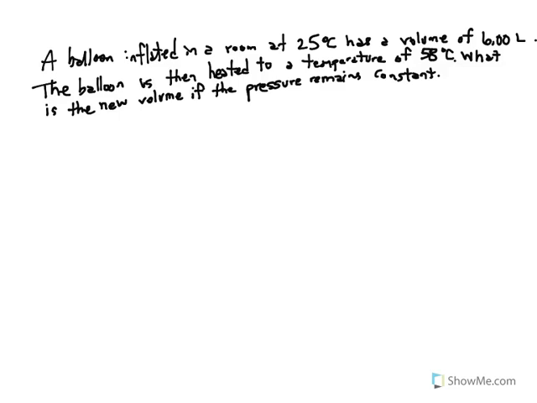Well, go through the problem and find the important information. So we have a balloon and we're given the initial temperature of the balloon. And we're given the initial volume of the balloon. The balloon is heated, so we know that there's a temperature change. Its new temperature is 58 degrees Celsius. What is the new volume is what we're looking for if the pressure remains constant.